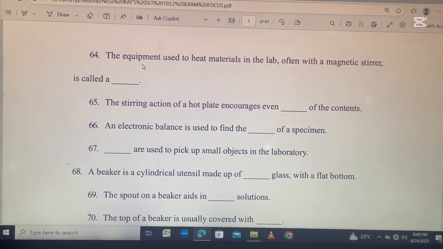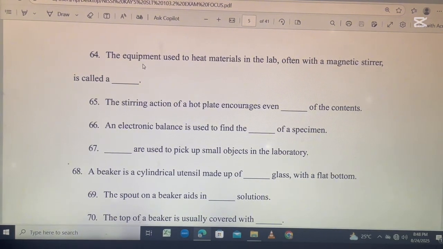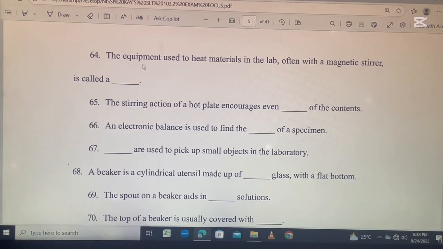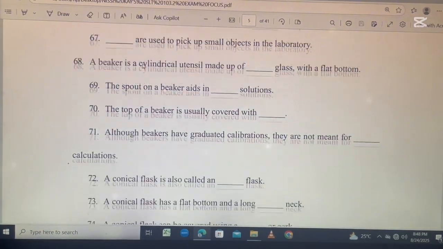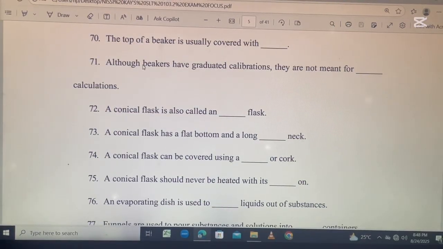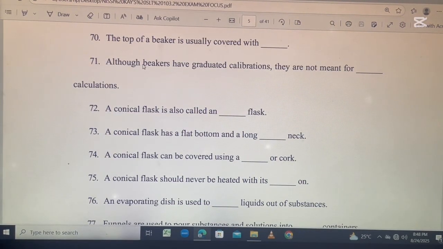Now the spout on a beaker aids in pouring solutions. That spout has a shape that is more like the beak of a fowl, so that's why it's called the beaker. So it helps in pouring solutions. Now, the top of a beaker is usually covered with watch glasses.